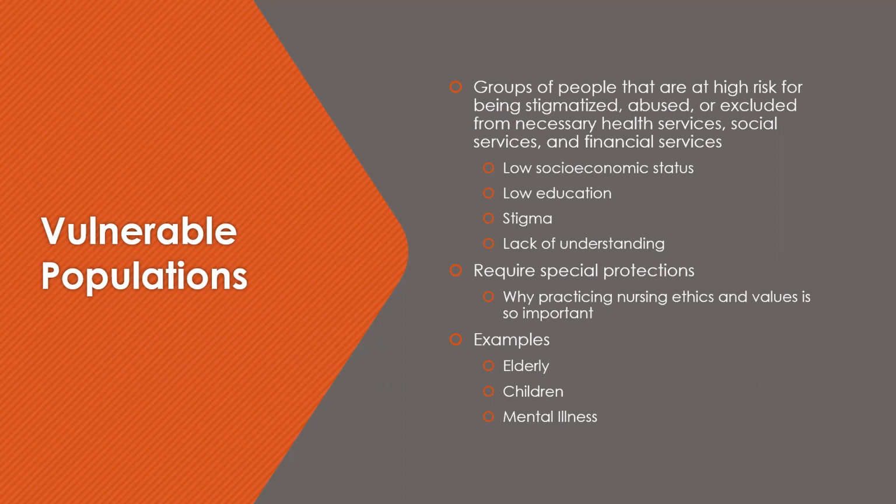One of those special precautions is practicing nursing ethics and values. Examples of vulnerable populations are the elderly, children, and those with mental illness. And that's why it's especially important that a nurse working in a mental health care setting really practices their nursing ethics and values so that we can protect them from some of these exclusions.